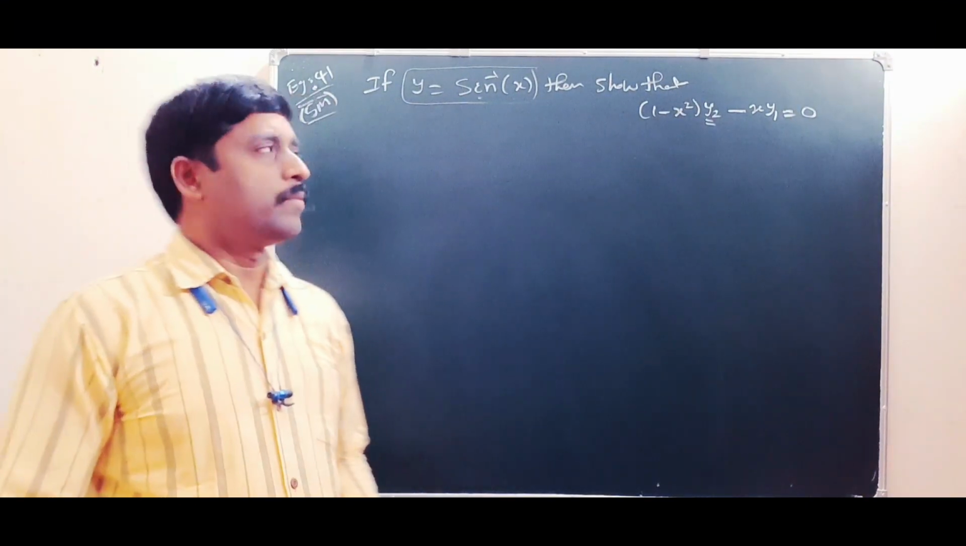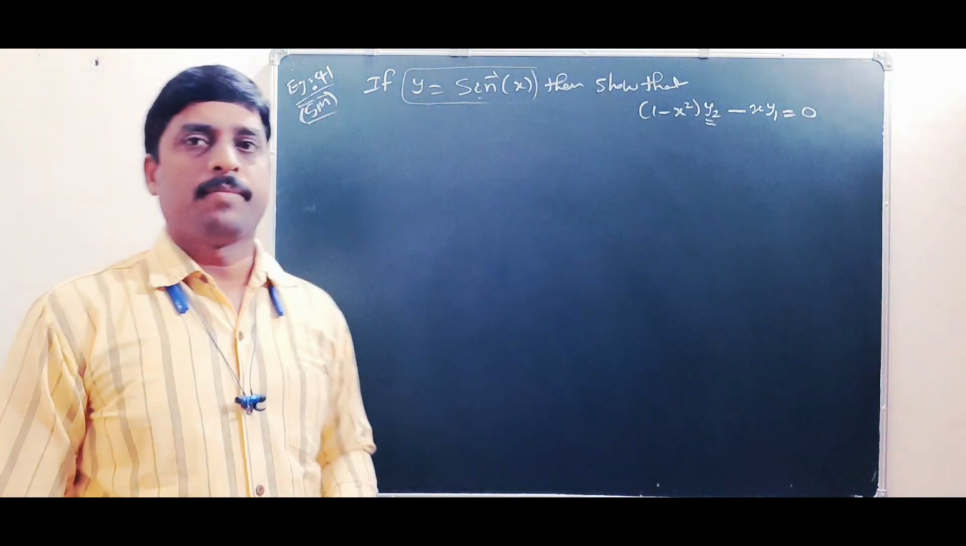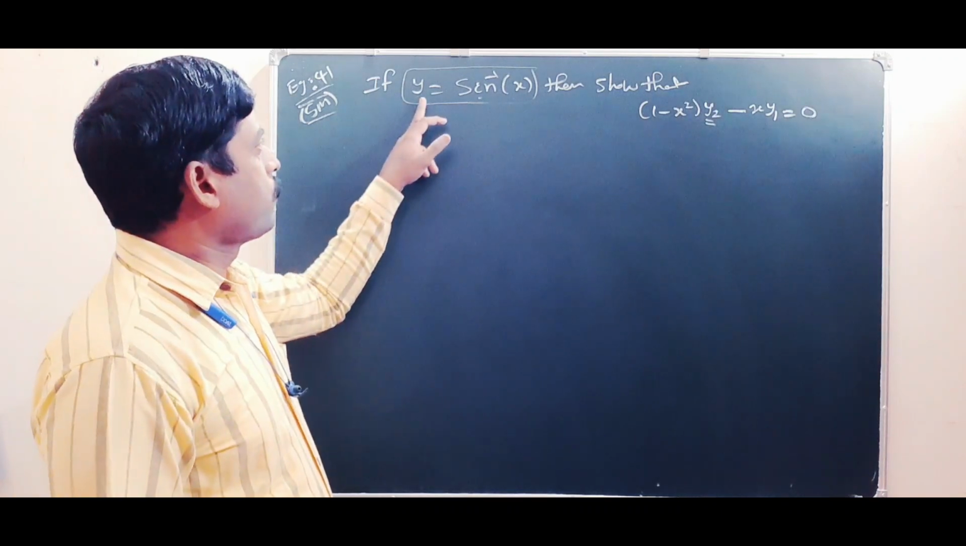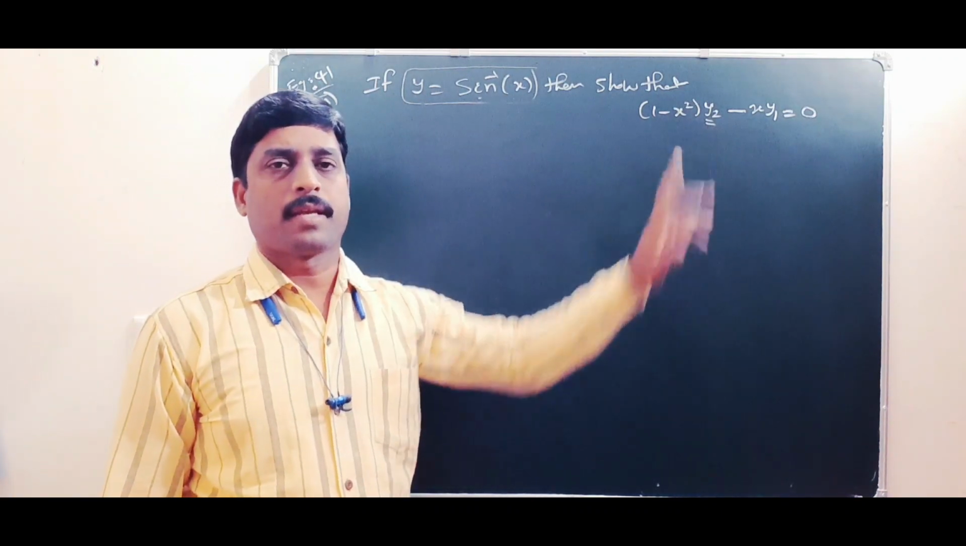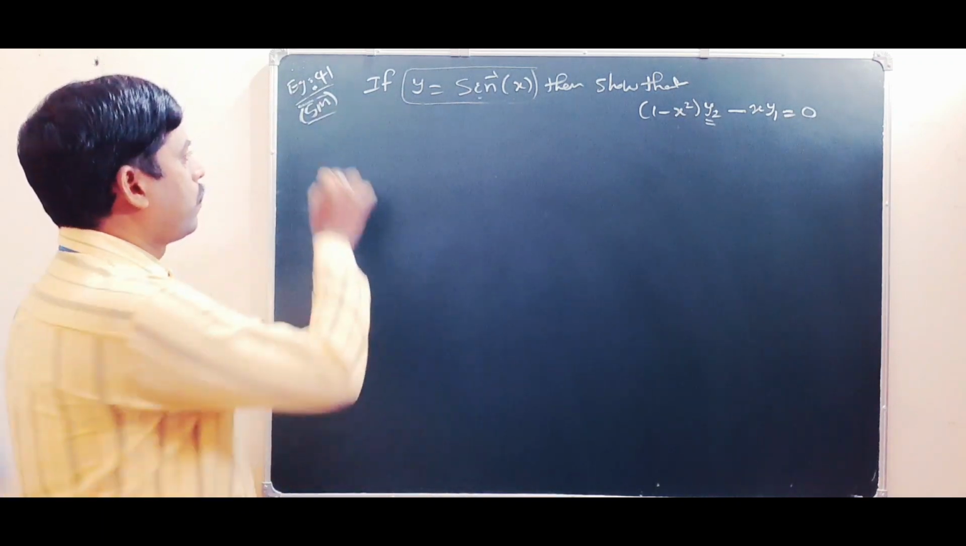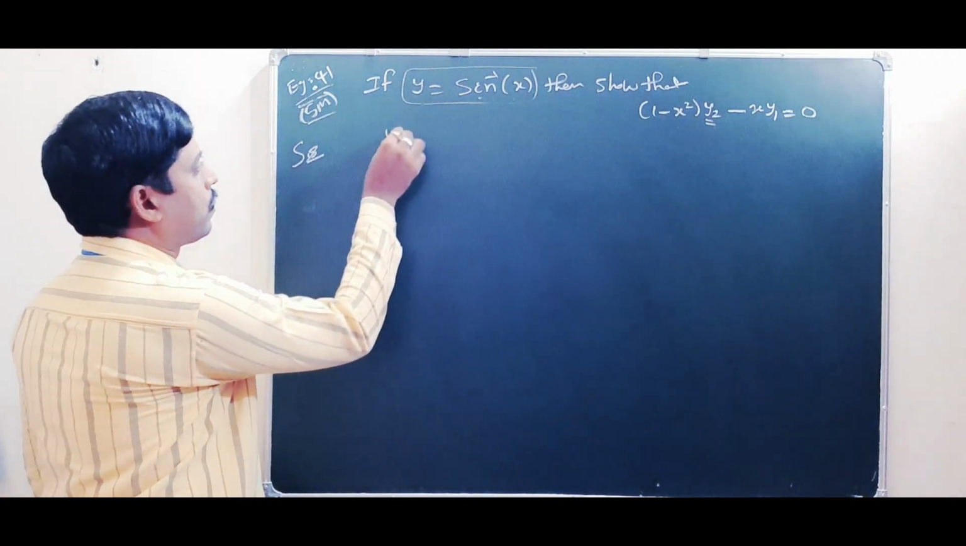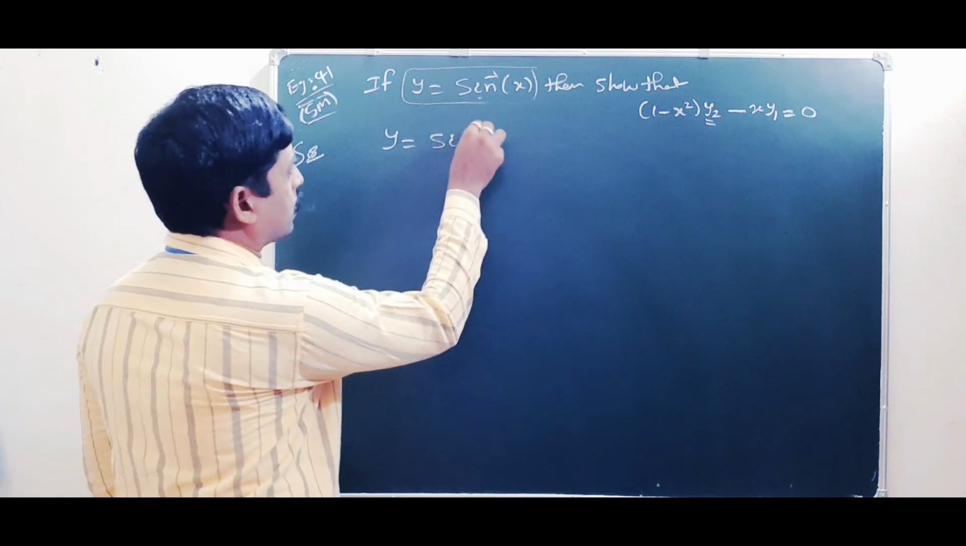Let us go to the next problem. This is example 41 for 5 marks, most important. The y value is given as sin inverse x. Then show that 1 minus x square into y2 minus xy1 equals 0. So what is given? y is equal to sin inverse x.